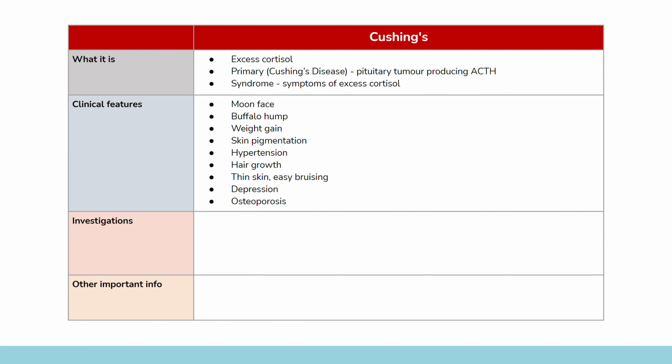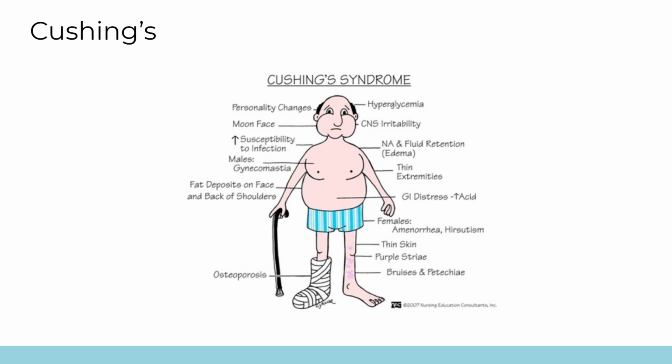So in terms of clinical features, you end up with a moon face, buffalo hump, weight gain, skin pigmentation, high blood pressure, hair growth, thin skin, easy bruising, depression, and osteoporosis. There's some of the clinical features. Cushing's is very buzzwordy, so moon face and buffalo hump and weight gain or central adiposity come up quite a bit, so it's good to remember them. And this is a picture which can help you remember the symptoms.